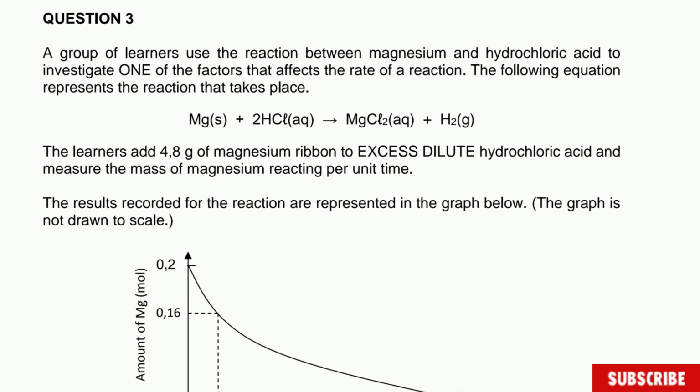This is going to be question 3. And this question states that a group of learners used the reaction between magnesium and hydrochloric acid to investigate one of the factors that affect the rate of the reaction. The following equation represents the reaction that takes place. The learners add 4,8 grams of magnesium ribbons to excess dilute hydrochloric acid. The hydrochloric acid is in excess, that is important, and is dilute. And measure the mass of magnesium reacted per unit time.